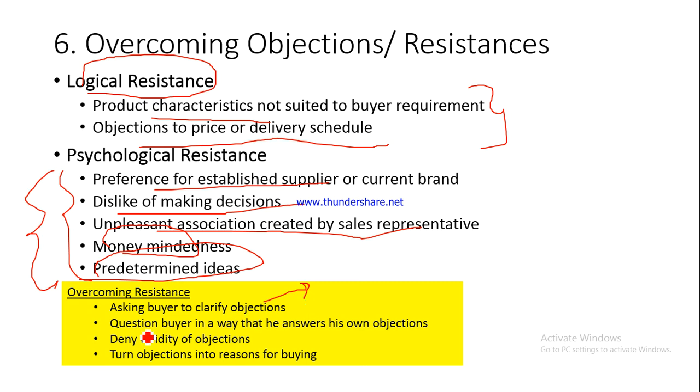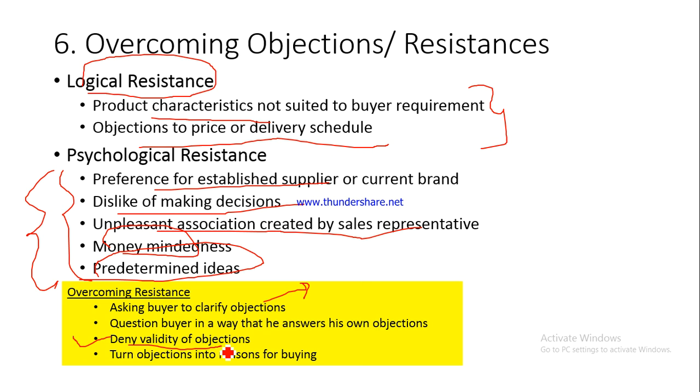Or you may outrightly, have a look at this particular point, outrightly deny the validity of objections. For example, supposing you are selling a car and he says, नहीं आपकी कार का AC तो अच्छा नहीं है, बहुत powerful नहीं है. So you outrightly deny the validity of this objection. You say, no sir, that is not the case. Our AC is the best in the market, right? So you outrightly deny whatever objections the buyer is raising, right?